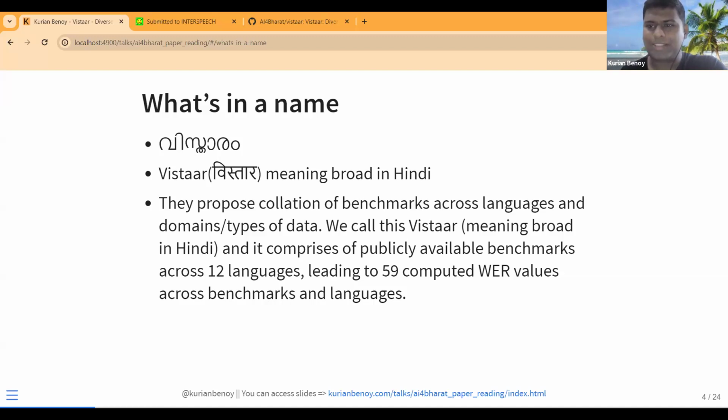I just wanted to explain that. Error rate as a metric is unlike accuracy, where higher is better. In error rate, a lower value is better. So when we are looking at some figures later, it will be easier for us to understand that.